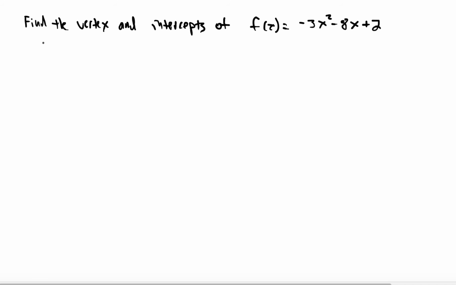Find the vertex and intercepts of f of x equals negative 3x squared minus 8x plus 2. Okay, so we know that in order to find the vertex, we need to use this formula, negative b over 2a. All right, so first let's just write down what a, b, and c are. Okay, so a is equal to negative 3, b is equal to negative 8, and c is equal to 2. So now we should be able to plug these in, right?